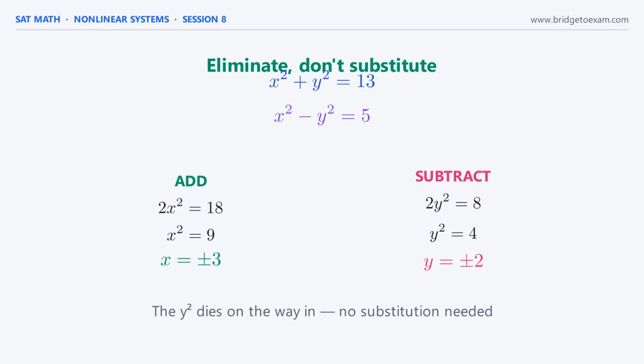Now subtract the second from the first, and this time the x squared vanishes. 2y squared equals 8, so y squared equals 4, and y equals plus or minus 2. That's it. No substitution, no expanding, no quadratic formula. Just addition and subtraction. This is elimination, the same move you learned for linear systems, and it works beautifully on nonlinear equations, as long as the terms line up.